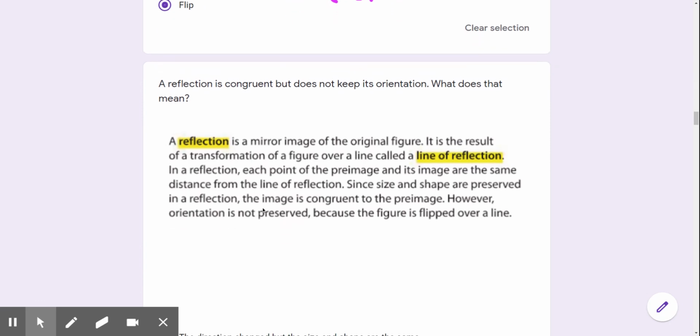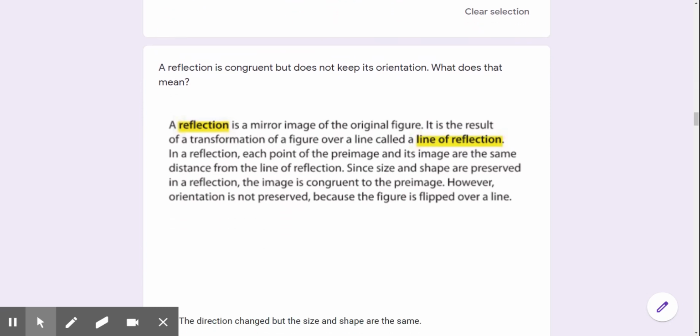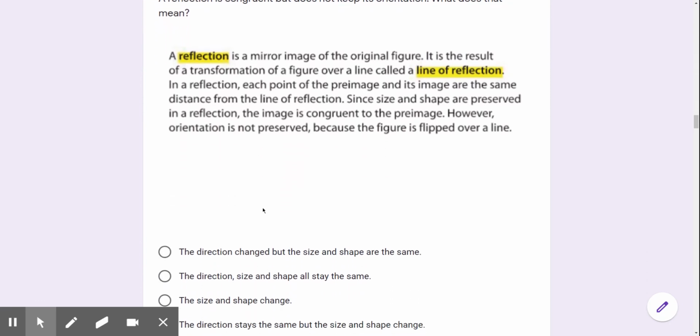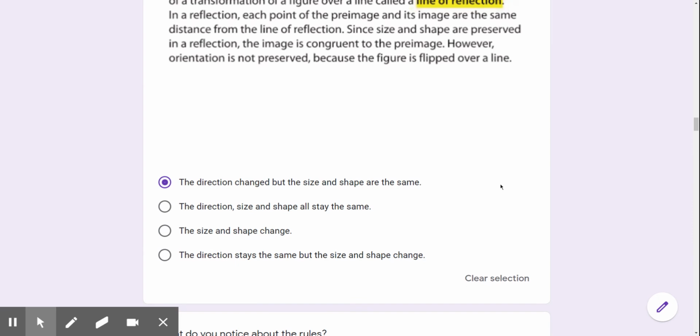So a reflection is congruent, but does not keep its orientation. What does that mean? When you look in a mirror, it's flipped back at you. It's the same size, same shape, but the direction has changed. Now you're flipped. You have to flip to the other side of the mirror. So the direction changes, but the size and the shape stay the same. That's the first answer choice.